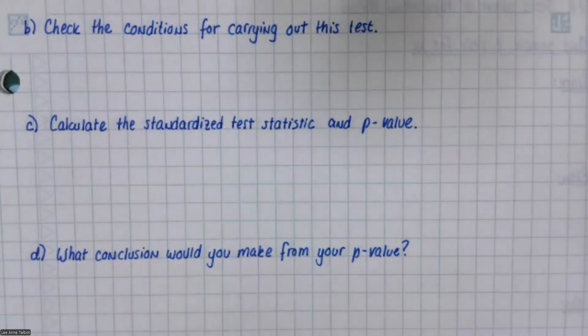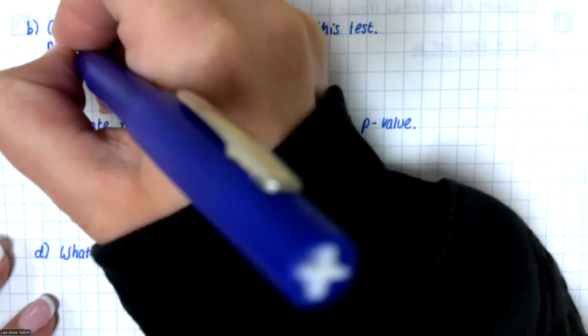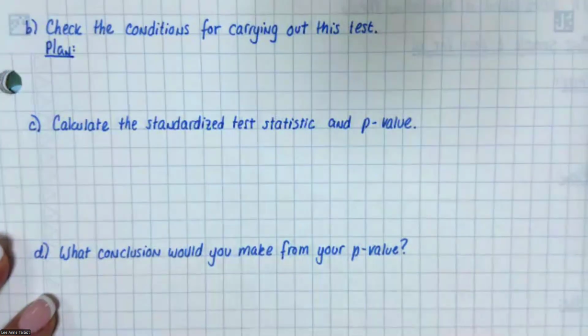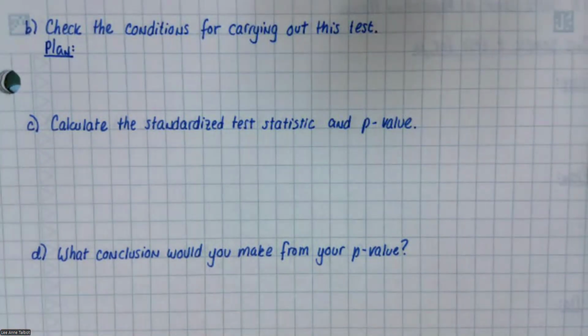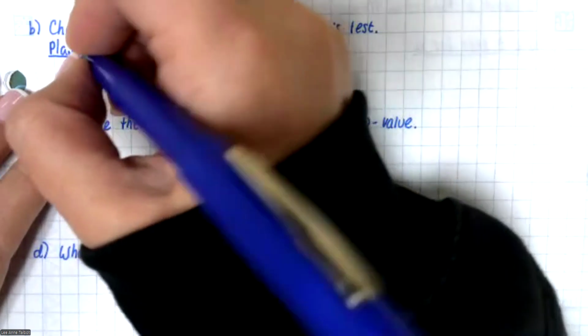Maybe I wrote something wrong. You're just waiting for me? Okay. All right. B, check the conditions for carrying out this test. Gosh, that sounds a lot like the plan. Hi. That's good. They're attentive and also asleep. Thank you. I know.